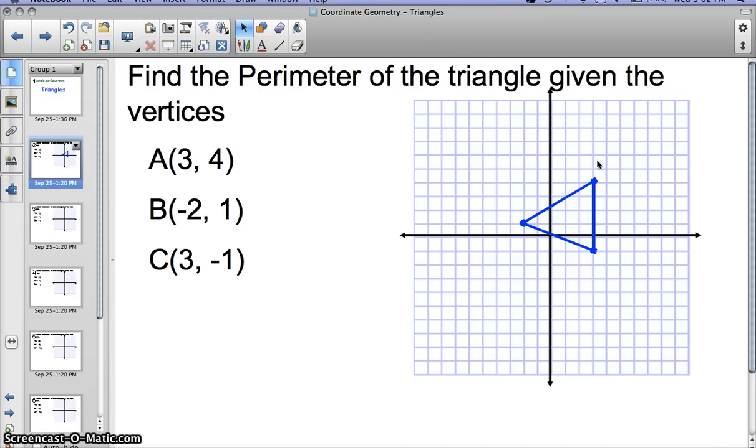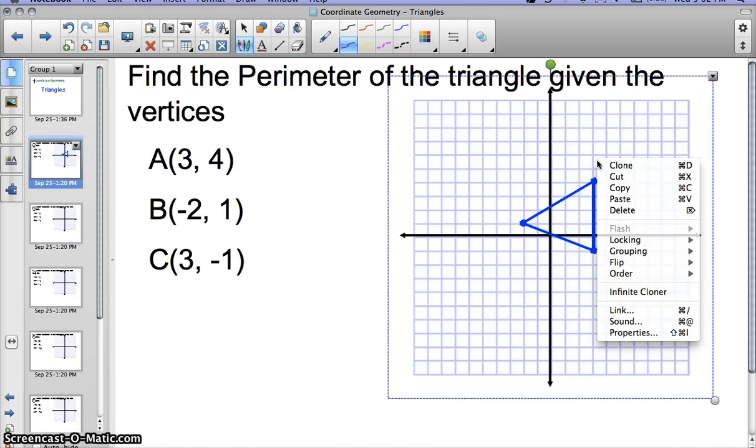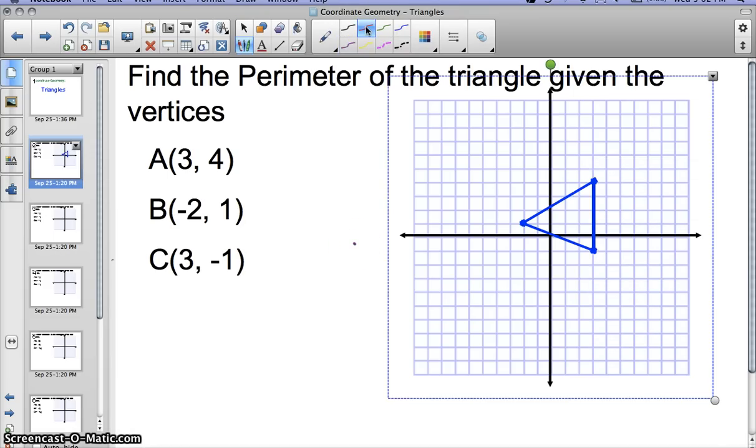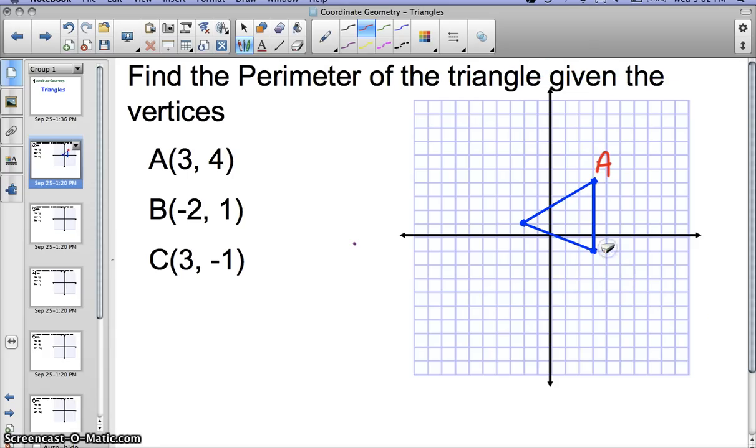Let's see, we've got A. Here we go. We've got A, we've got B, sorry, B and C. So in order to find the perimeter, we need to find the length of each of the sides. And in order to do so, we need to use our old friend, the distance formula.